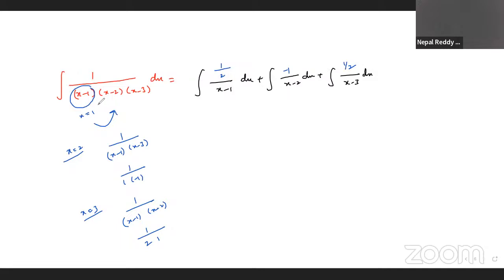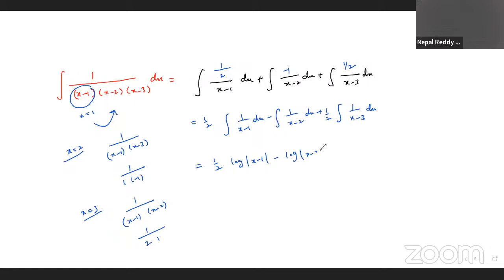If you simplify this, again you will get the same integral function. So 1 by 2 outside, integral 1 by x minus 1 dx, minus 1 outside, integral 1 by x minus 2 into dx. Next 1 by 2 outside, integral 1 by x minus 3 into dx. Now, 1 by 2, it is log modulus x minus 1. Next minus log modulus x minus 2. Next plus 1 by 2 log modulus x minus 3 plus c.